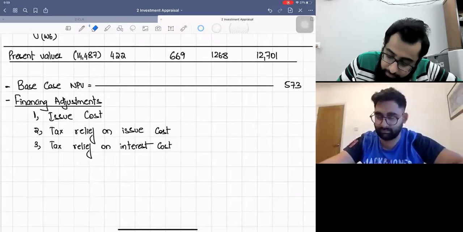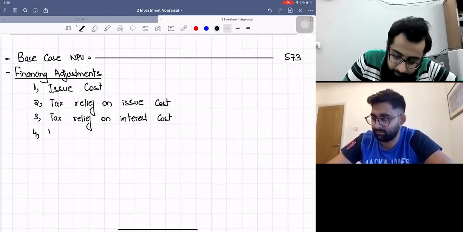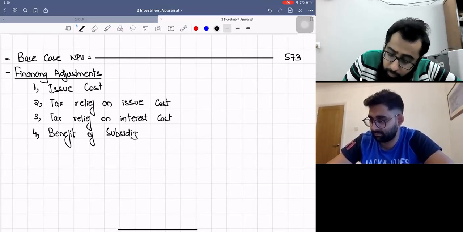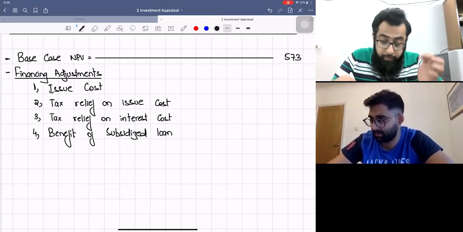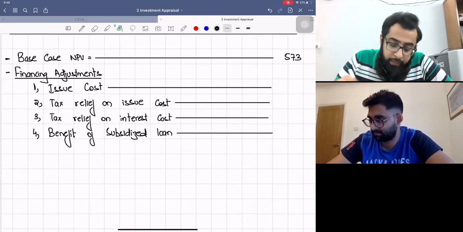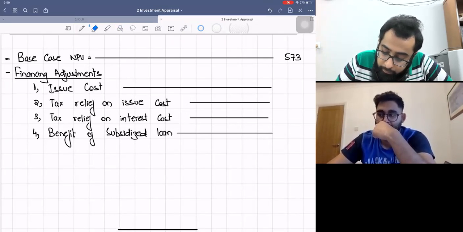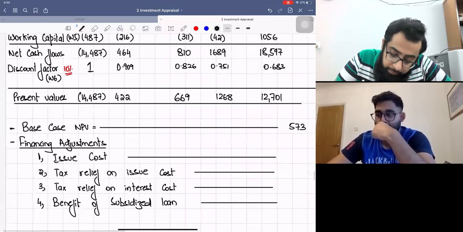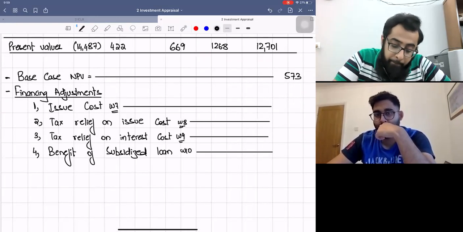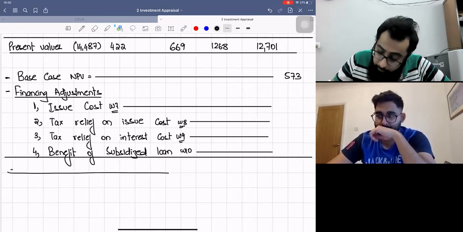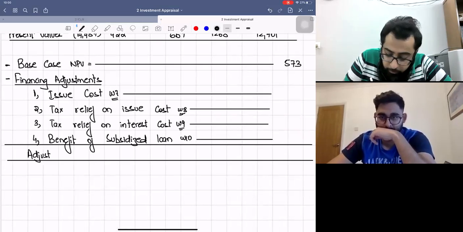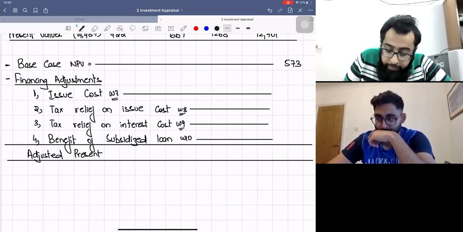And then we have benefit of subsidized loan. Okay. Yeah. So now let's start. So this will be working 7, working 8, working 9, and working 10. And then we will get the adjusted present value. Now there are some small things which you need to learn here. Adjusted present value.